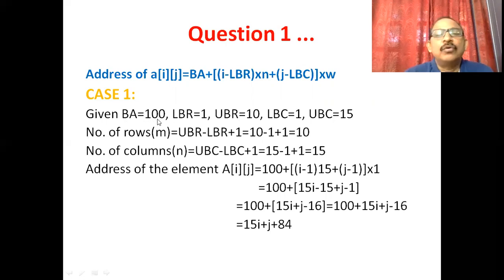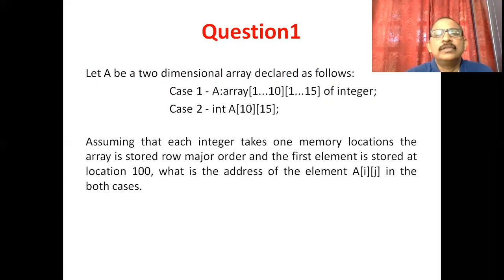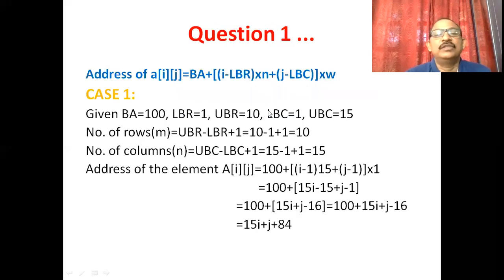Lower bound of row, here you can see, is 1 and upper bound of row is 10. Lower bound of column is 1 and upper bound of column is 15. And in the second case, lower bound is 0 and the upper bound is 9, and for columns it is 0 and upper bound is 14.